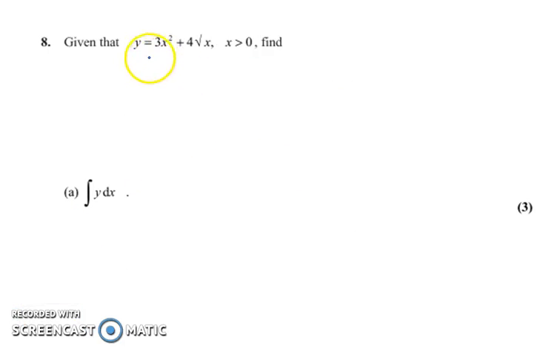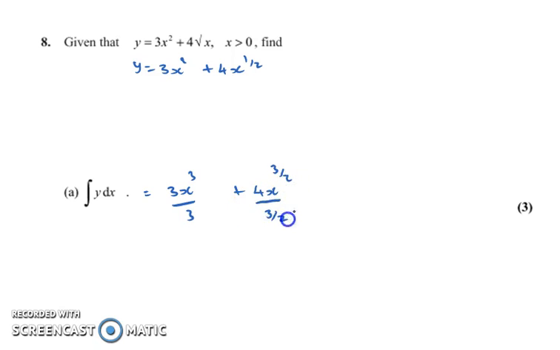Right, on to question 8. Y is 3x squared add 4x to the half. So then we integrate this with respect to x, and we get 3x cubed divided by 3, add 4x to the 3 over 2 divided by 3 over 2 plus c, and we simplify this to give you x cubed, add 8 over 3 x to the 3 over 2, add c.